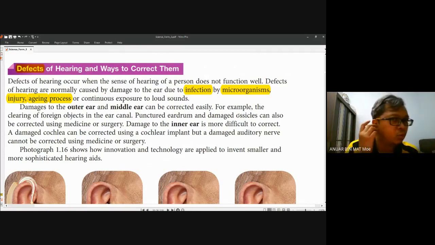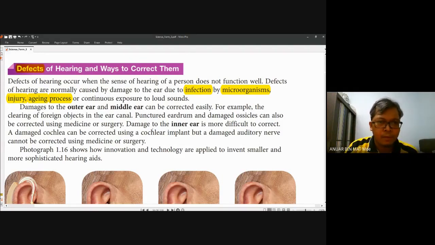Kalau orang itu menjadi tua, if you get older and then you maybe got less hearing, you cannot hear sound very much if you are getting older, kalau sudah tua ya. Injury, ini bahaya. Injury also when you wear what? When you wear, like I said earlier, when you wear the what? Headphone ataupun pakai earphone itu pun bahaya kalau pakai kuat-kuat.